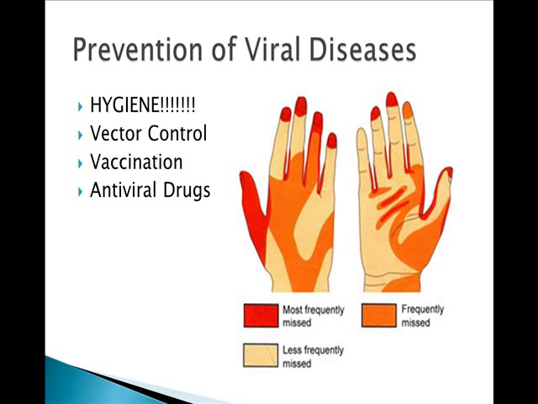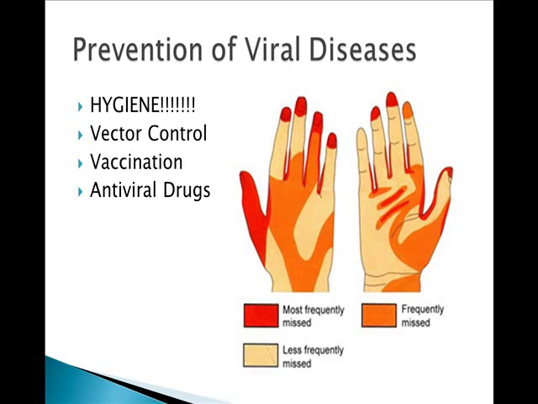Vector control. That's plain and simple. If you kill the things that are going to transmit the viruses, you don't get the viruses. That also includes surface decontamination. Light switches and doorknobs are the worst. Keyboards on a computer are horrible for transmitting viruses, especially cold viruses.